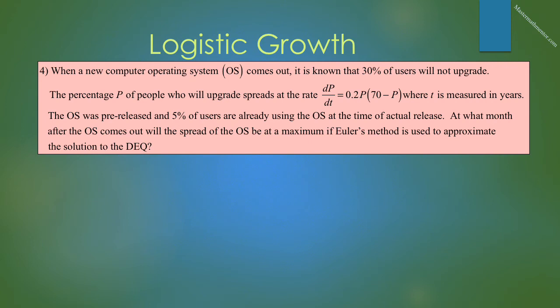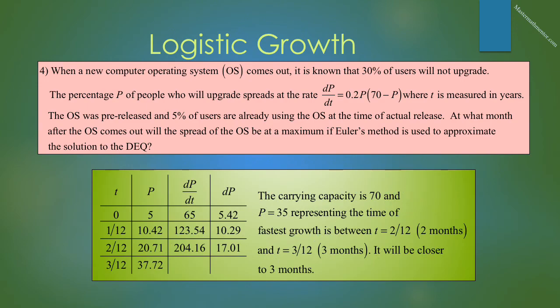This is another non-traditional problem. It tests your knowledge of logistic growth as well as Euler's method. First, the equation signals logistic growth, and that means that the carrying capacity is at 70%. And when the percentage of users who will upgrade is at 35%, that will be when the rate is growing the fastest. We want to find that time.